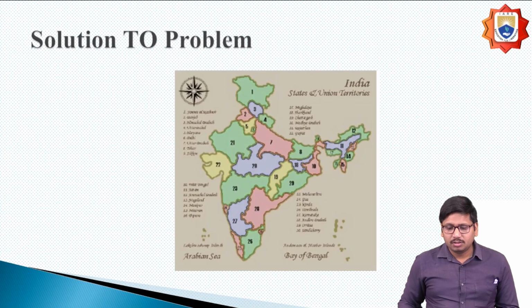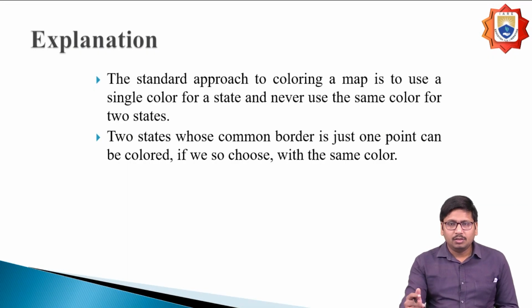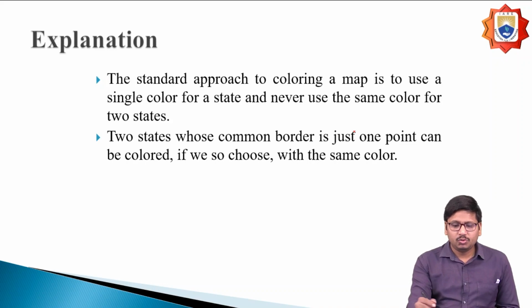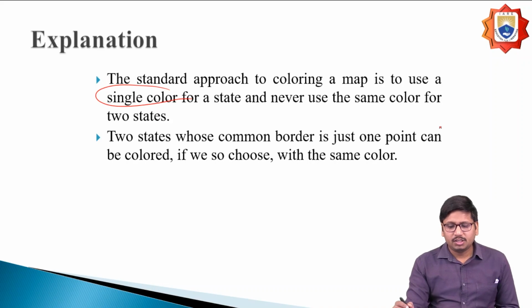Take mapping different colors onto the states of India, which can be solved through the graph coloring problem. The standard approach to coloring the graph is to use a single color for a state and never use the same color for two neighboring states, so that no two adjacent states of India are shaded with the same color. The two states which share a common border should be colored differently. This can also be done through edge coloring.